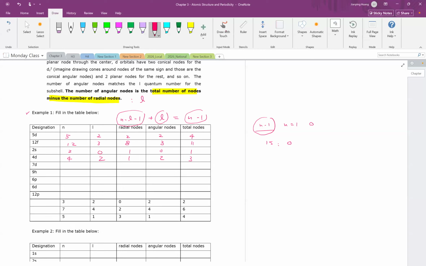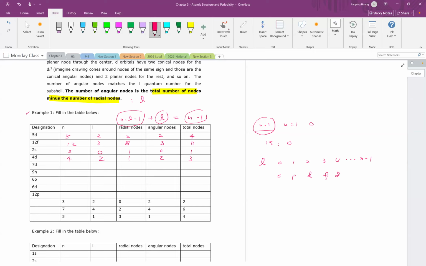L, how do you get L? Okay, now L, do you remember? L equal what? 0, 1, 2, 3, 4, up to n minus 1. That's the L value. But L uses a letter. So 0 is S, 1 is P, 2 is D, 3 is F, 4 is G: S, P, D, F, G.